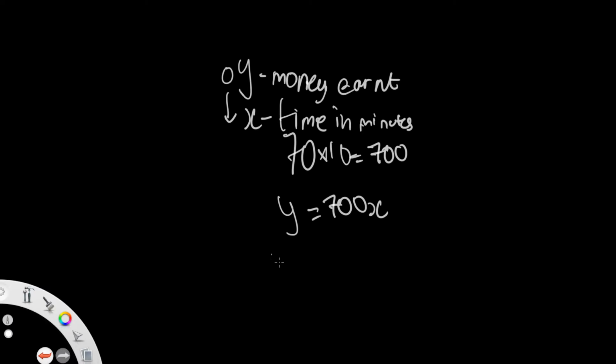And what this is basically saying is the total amount of money earned is based upon the time in minutes multiplied by 700.